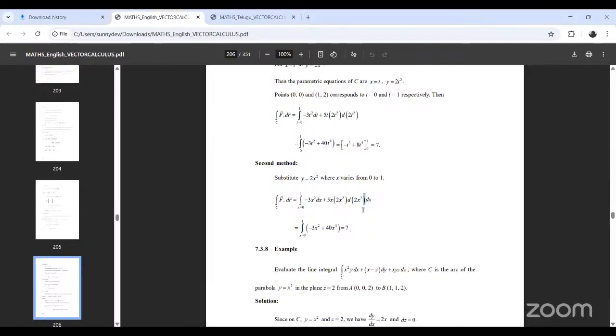So d of 2x square equal to 4x. So after completely changing, it is only in the x variable. So we have to do the integration with respect to x and apply the limits. What is that? 0 to 1. Okay, this is the thing we have.